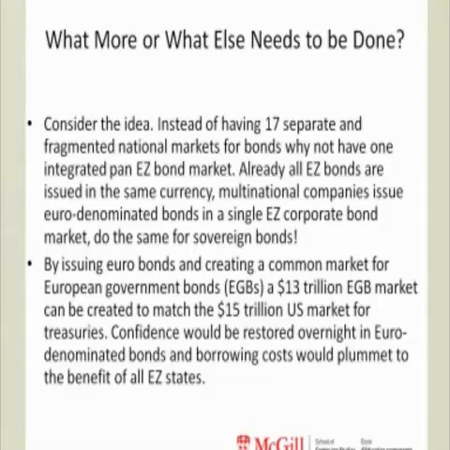for Eurozone government bonds. By issuing Eurobonds and creating a common market for European government bonds, a 13 trillion European government bond market can be created to match the 15 trillion U.S. government bond market or U.S. Treasury market. Confidence would be restored overnight in the euro-denominated bonds, and borrowing costs would plummet to the benefit of all Eurozone states.